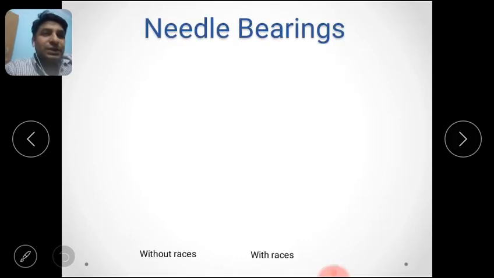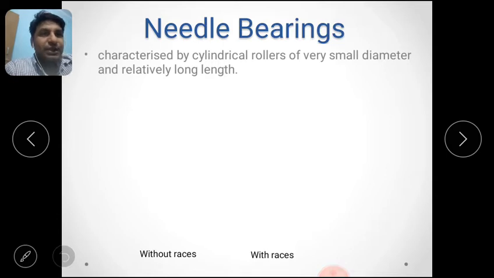A needle bearing is generally characterized by cylindrical rollers of very small diameter and relatively long length. That is why it looks like a needle. In the second point, you would see it is also called quill. The literal meaning of quill is pen, and you can observe a pen is longer in length but its diameter is small. So somewhat it is related with quill in this way.